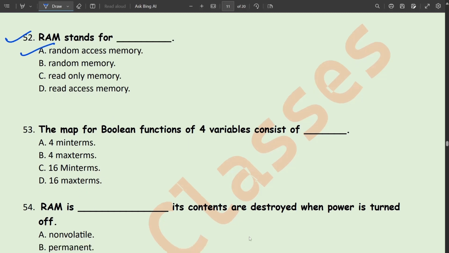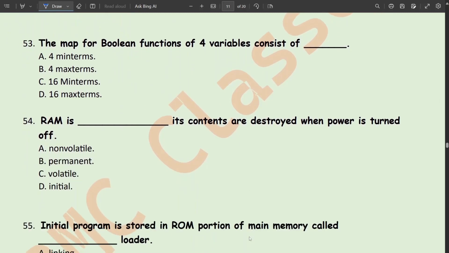Next, the map for Boolean function of 4 variable. 4 variable will consist 16 minterms. So option number C is correct.